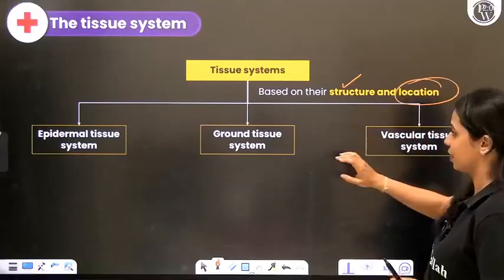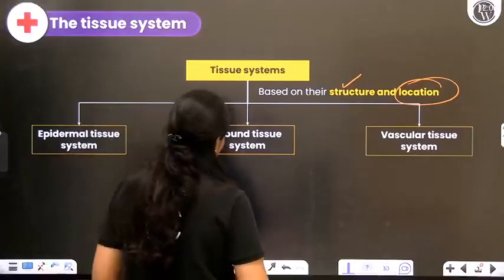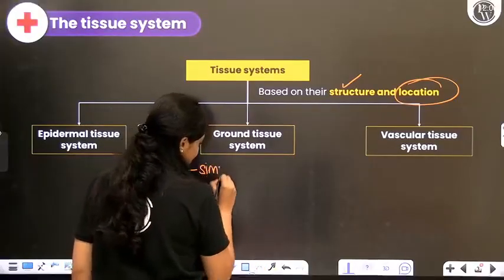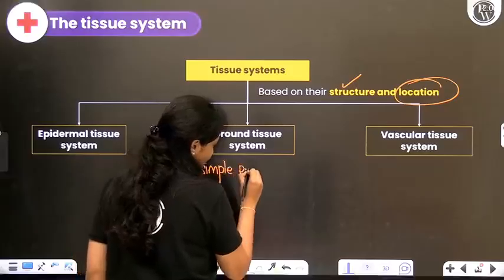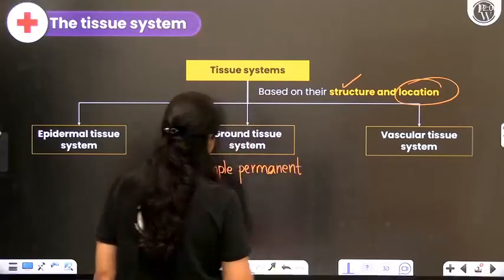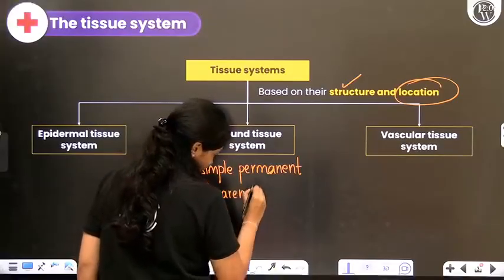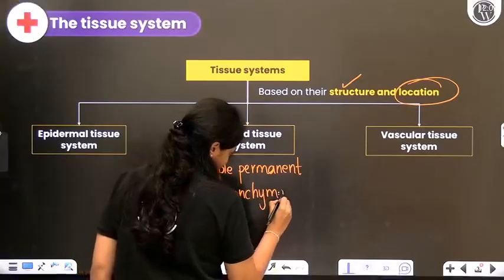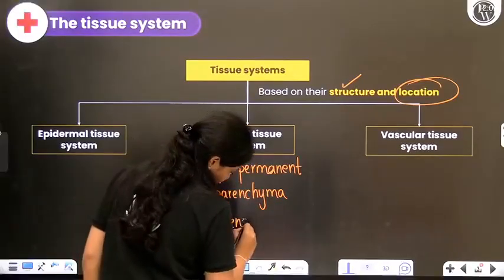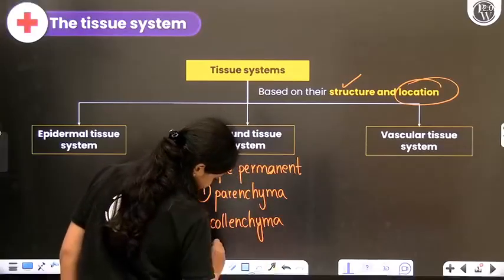So these are based on, like I already mentioned, what is it made up of and where is it located. Epidermal tissue system, generally it's made up of parenchyma. Ground tissue system usually has your simple permanent tissues, such as parenchyma, collenchyma, and sclerenchyma.